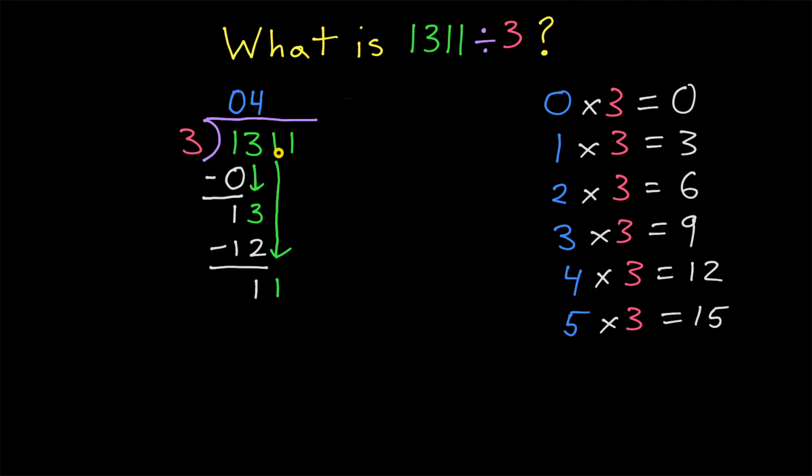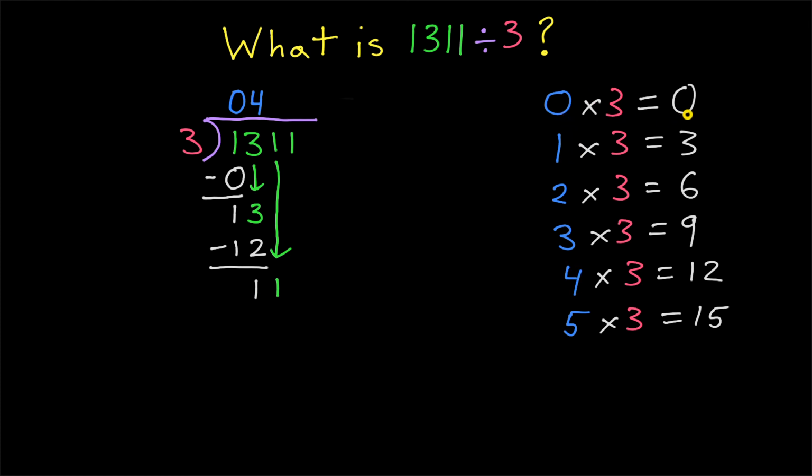So we're dropping down the third digit in our dividend, 1,311. The third digit, 1, 2, 3, is this 1. We're dropping it down. And now do the same thing. Ask yourself, what is the highest number times 3 that is less than or equal to 11? Well, we already have a few candidates here.